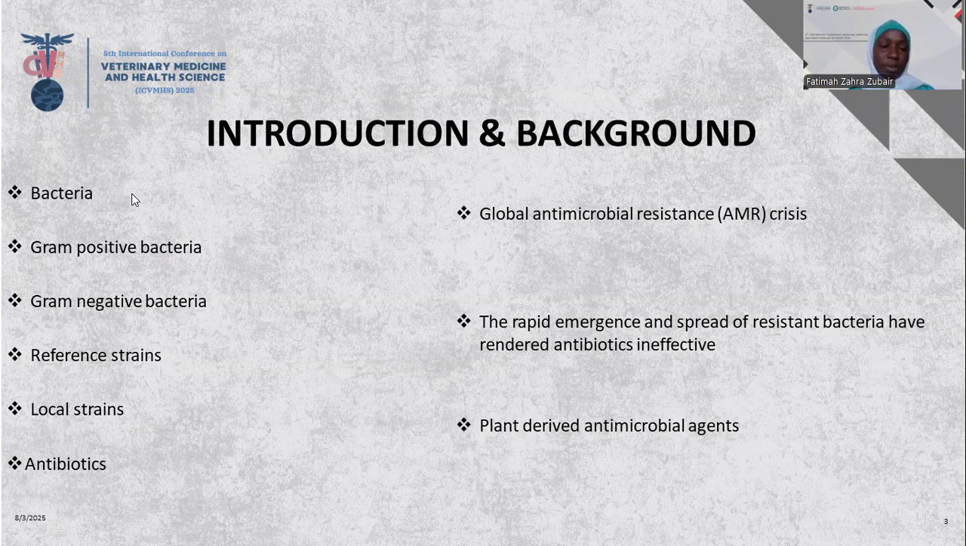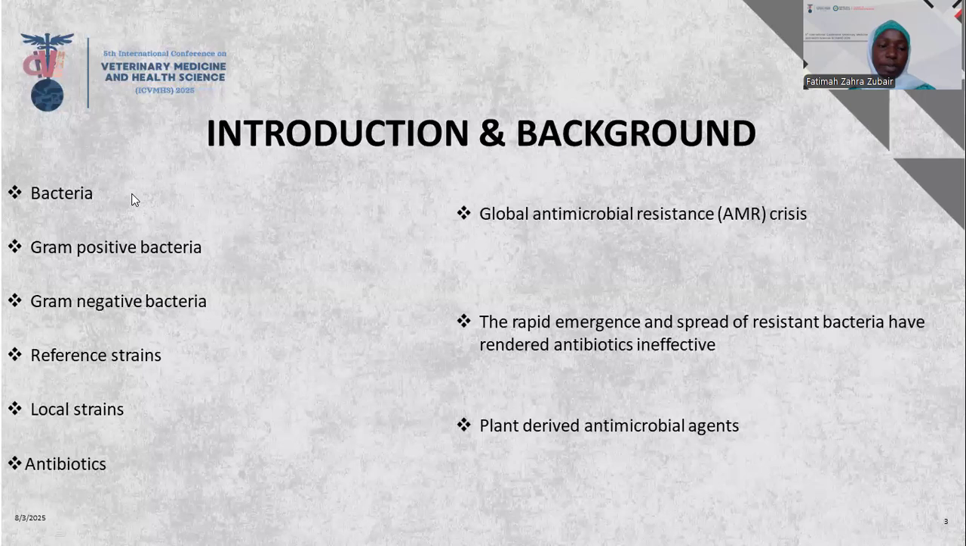Examples of gram-positive bacteria include Bacillus, Staphylococcus, and Streptococcus, while examples of gram-negative bacteria include Klebsiella, E. coli, and Pseudomonas. Reference strains are strains that have been widely characterized and they are used for quality control studies, while local strains are strains that are obtained from specific geographical location and they represent regional resistance pattern.